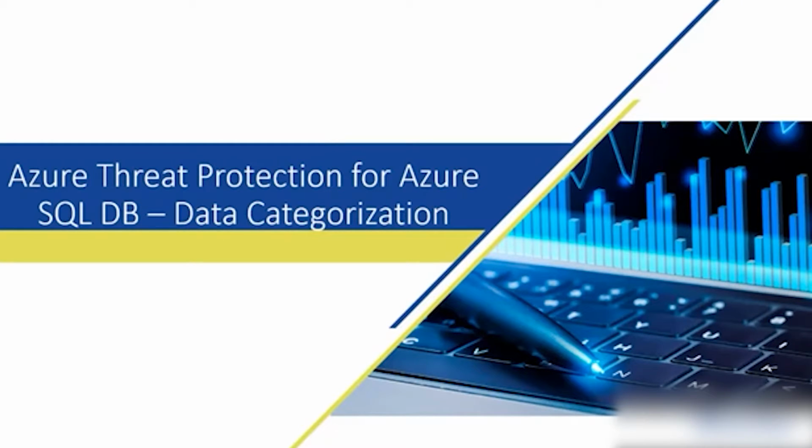SQL Advanced Threat Protection is a unified package for advanced SQL security capabilities. It includes functionality for discovering and classifying sensitive data, managing your database vulnerabilities, and detecting anomalous activities that could indicate a threat to your database. It provides a single go-to location for enabling and managing these capabilities.